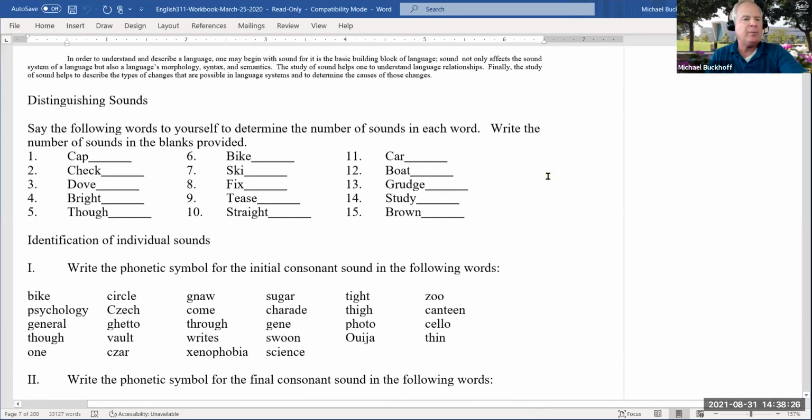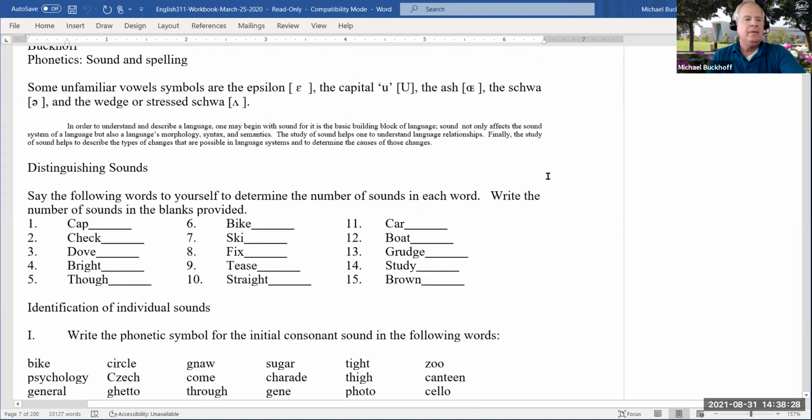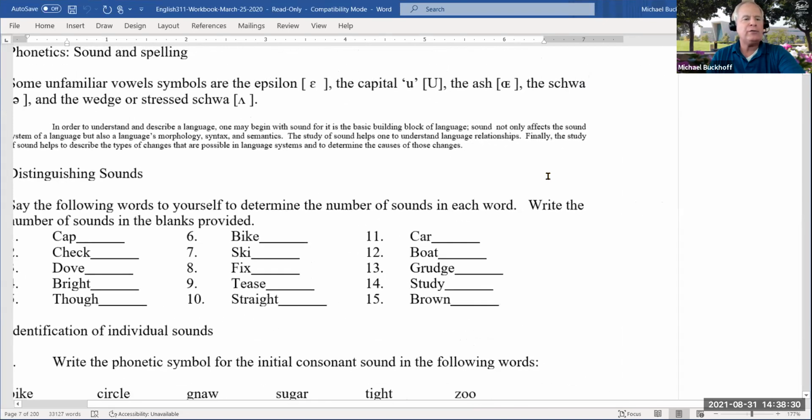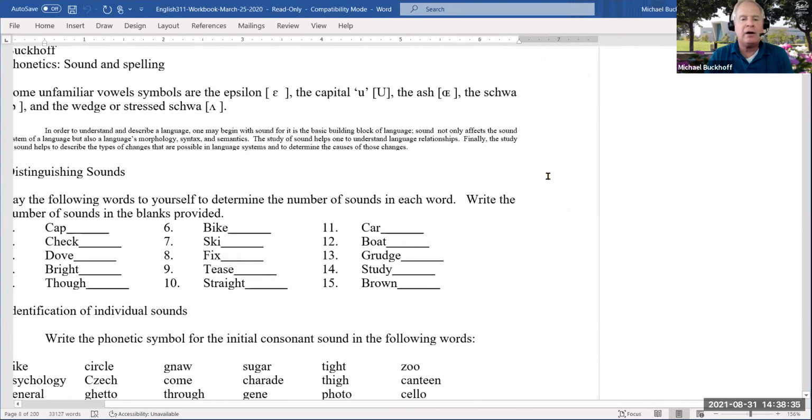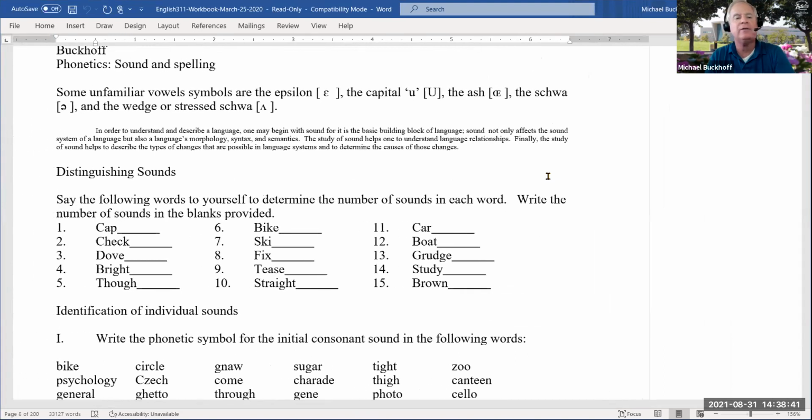Okay, so now the next part. It says, in order to understand and describe a language, one may begin with sound, for it's the basic building block of language. Sound not only affects the sound system of a language, but also the language's morphology, syntax, and semantics. The study of sound helps one to understand language relationships. Finally, the study of sound helps to describe the types of changes that are possible in language systems and to determine the causes of those changes.